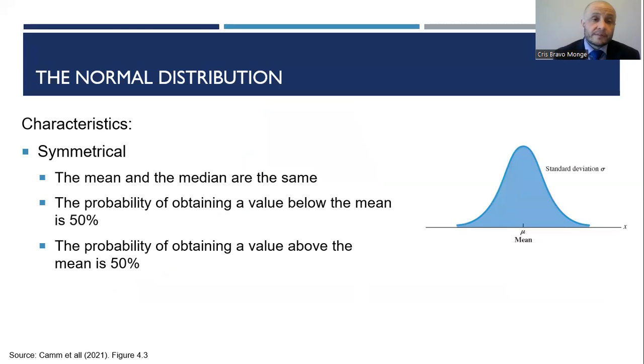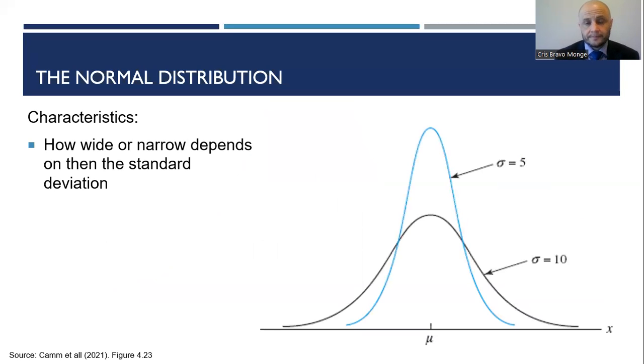We can do this because of the characteristics of the normal distribution. First of all, it's symmetrical. That means that the mean and the median are the same. That means that 50% of the women would fall below the mean and 50% would fall above the mean. That is useful. There are also other rules of thumb that I'll tell you in a minute.